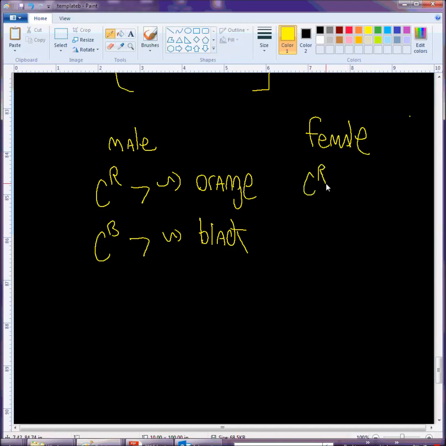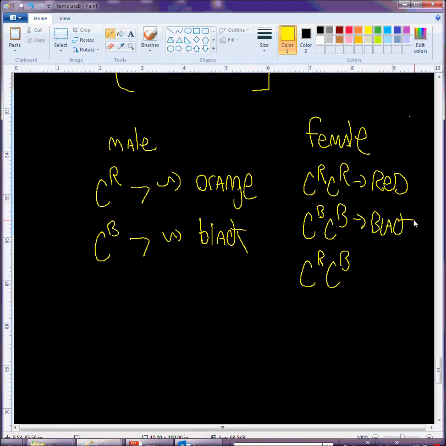can be CR CR, CB CB, or CR and CB. Now these are always going to be red. There's no choice there, right? There's no black allele. These are all going to be all black. So all red up here, all black down here. And these are the ones we're interested in. Notice how these are heterozygous, and males can't be heterozygous for X-linked genes. They are hemizygous.